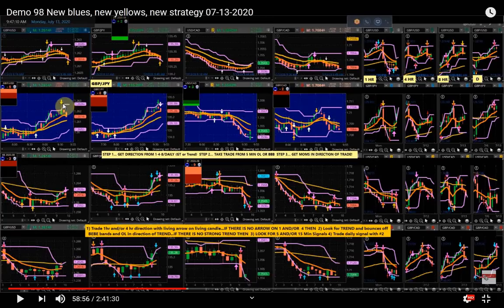And if you're going to use the 5 minute yellows and the 15 minute blues, okay, then just make sure you've got momentum with you, because they will give 5 or 6 pips. Okay, Stephanie, just stay with it, darling. Try this 15 minute strategy. If you're struggling, just ask me, and I'll give you honest advice.